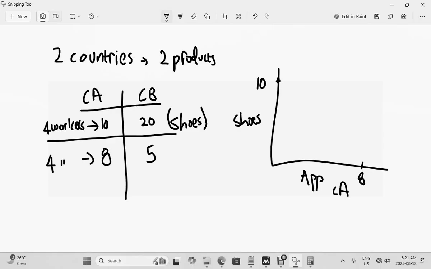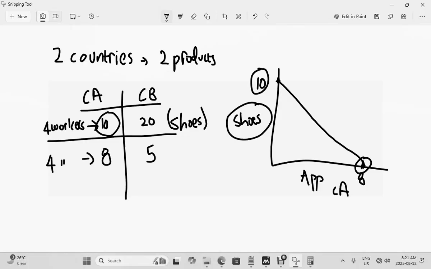However, as they decide to produce appliances rather than shoes, you have a curve that looks something like this. At this point, country A has decided to produce appliances rather than shoes. However, the opportunity cost of producing 8 appliances is 10 shoes. You can see over here the opportunity cost of producing 8 appliances is 10 shoes.